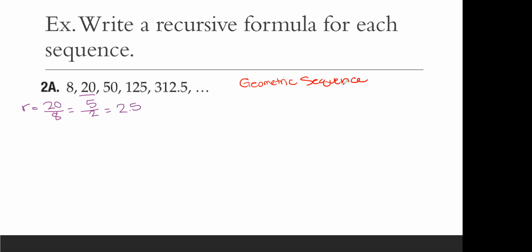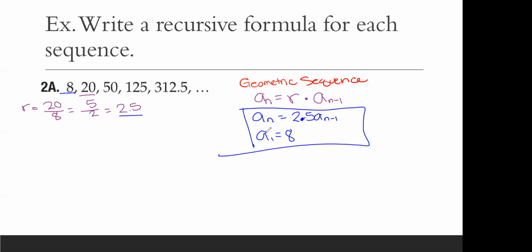So recall this is a geometric sequence, and our formula for a geometric sequence is a sub n is equal to the common ratio times a sub n minus 1. Okay, so I just figured out the common ratio was 2.5. So I plug that in to my formula. So I have a sub n is equal to 2.5 times a sub n minus 1. And my first term is equal to 8 because that was given to me.